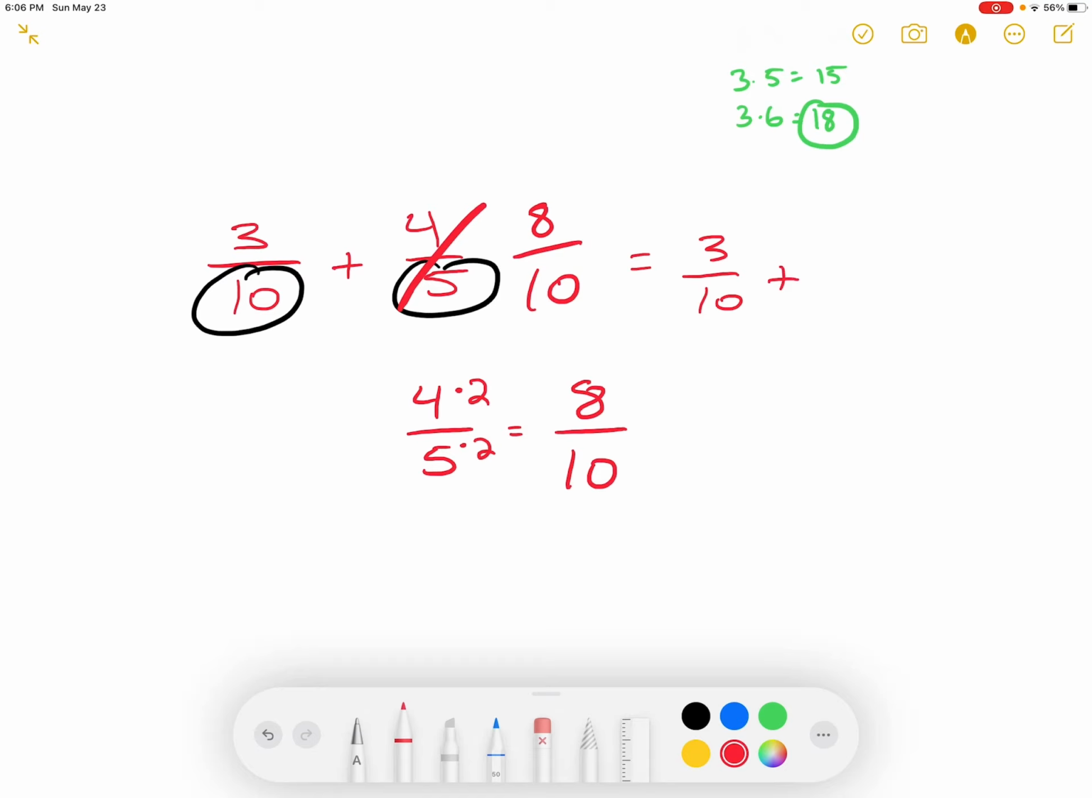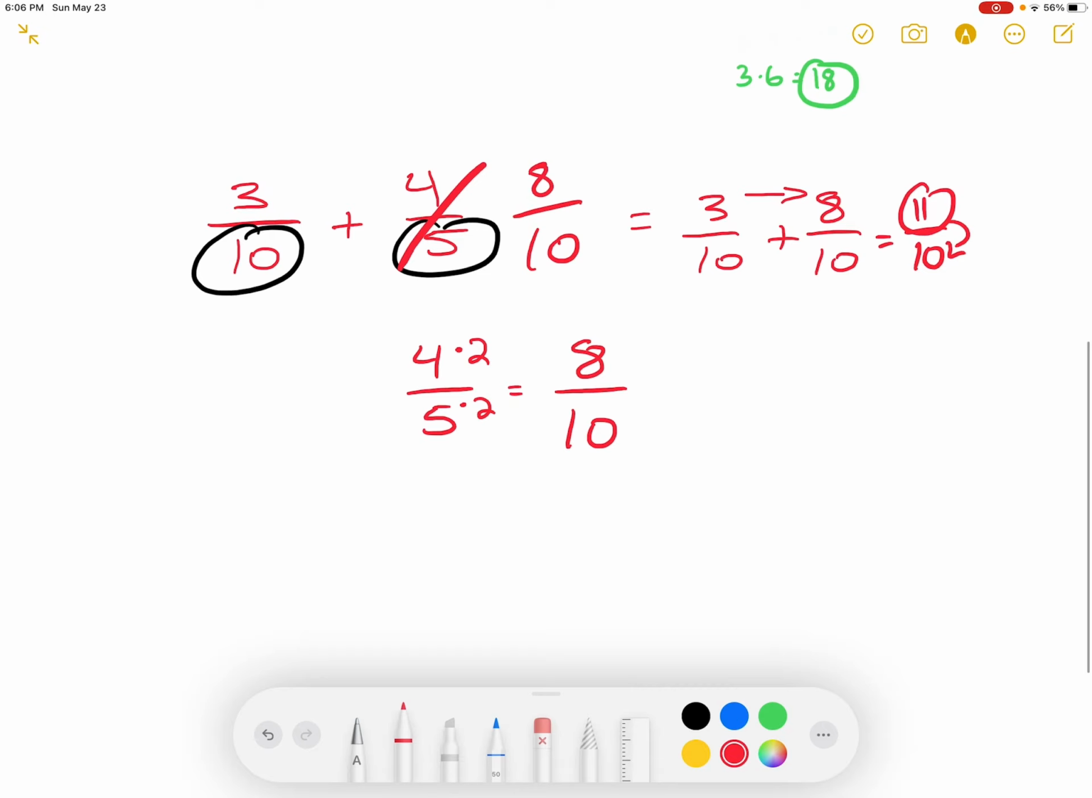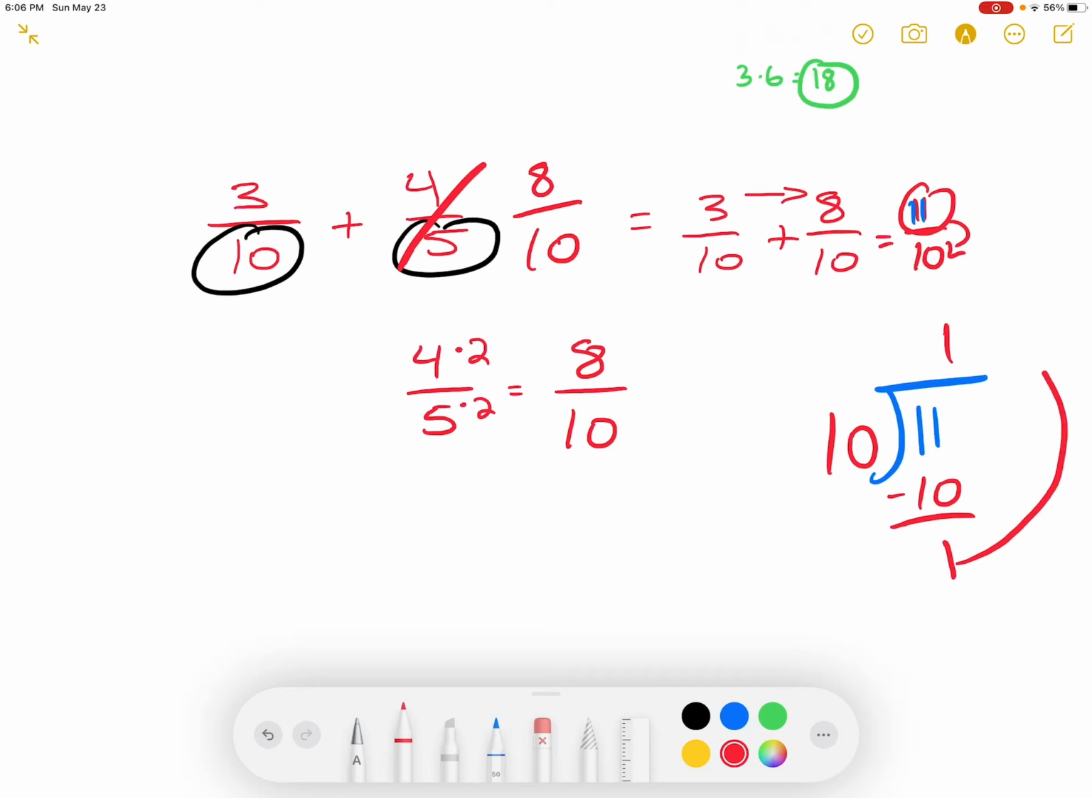So my new equation is really 3/10 plus 8/10, because I changed 4/5 to an equivalent fraction that had the same denominator. So I've got the same denominator, which means I can now add the numerators. 8 plus 3, 8 plus 2 is 10, 10 plus 1 is 11 over 10. And I notice because my numerator is bigger than my denominator, I can divide. So I'm going to divide 11 by 10, right? 10 goes into 11 one time. 1 times 10 is 10. 11 minus 10 is 1.